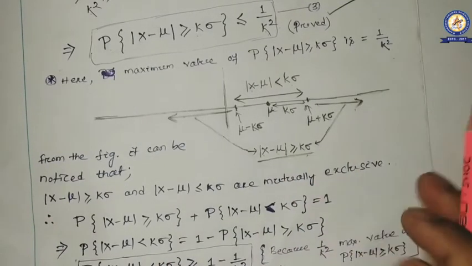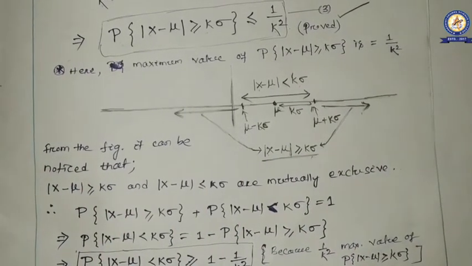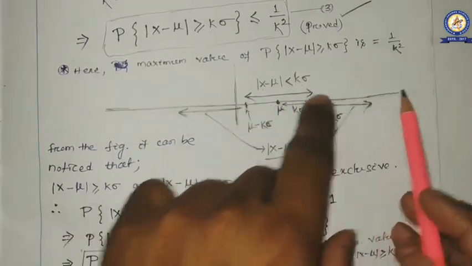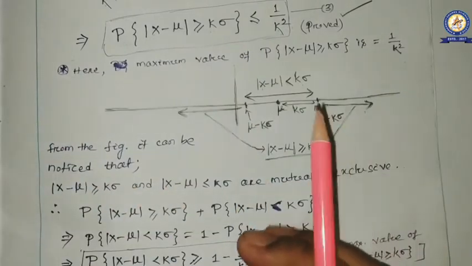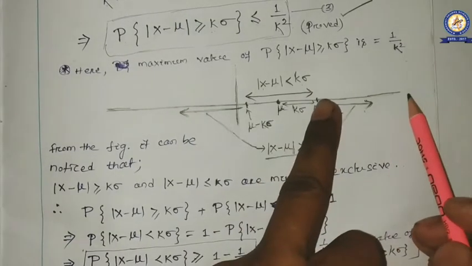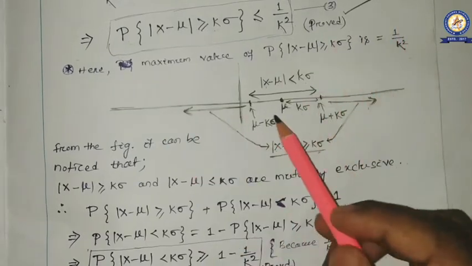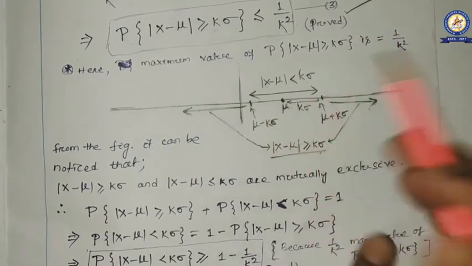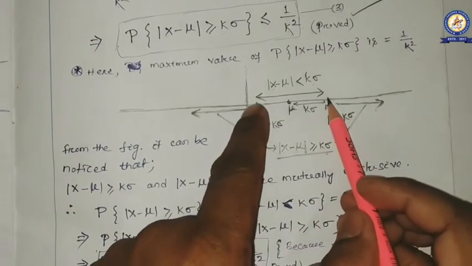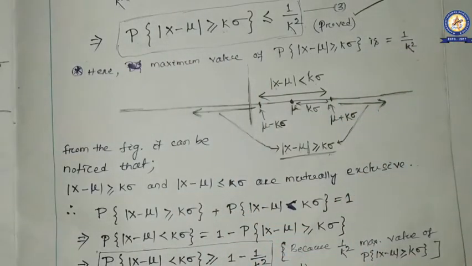Right? Now from this figure one thing can be easily noticed: this range and this range are mutually exclusive. The two ranges are not overlapped. The values of x beyond this and beyond this are fully separate from this range. So both are mutually exclusive. So hence the probability of this range and the probability of this range will sum to 1, right?